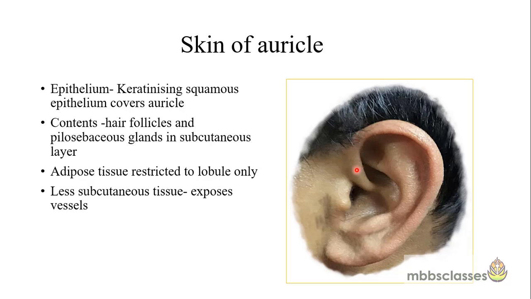The second thing which you should know is that this is the area where adipose tissue is found only in the lobule of the ear. The other structures which are found are the hairs, as you can see, and the glands, that is the pilosebaceous glands.